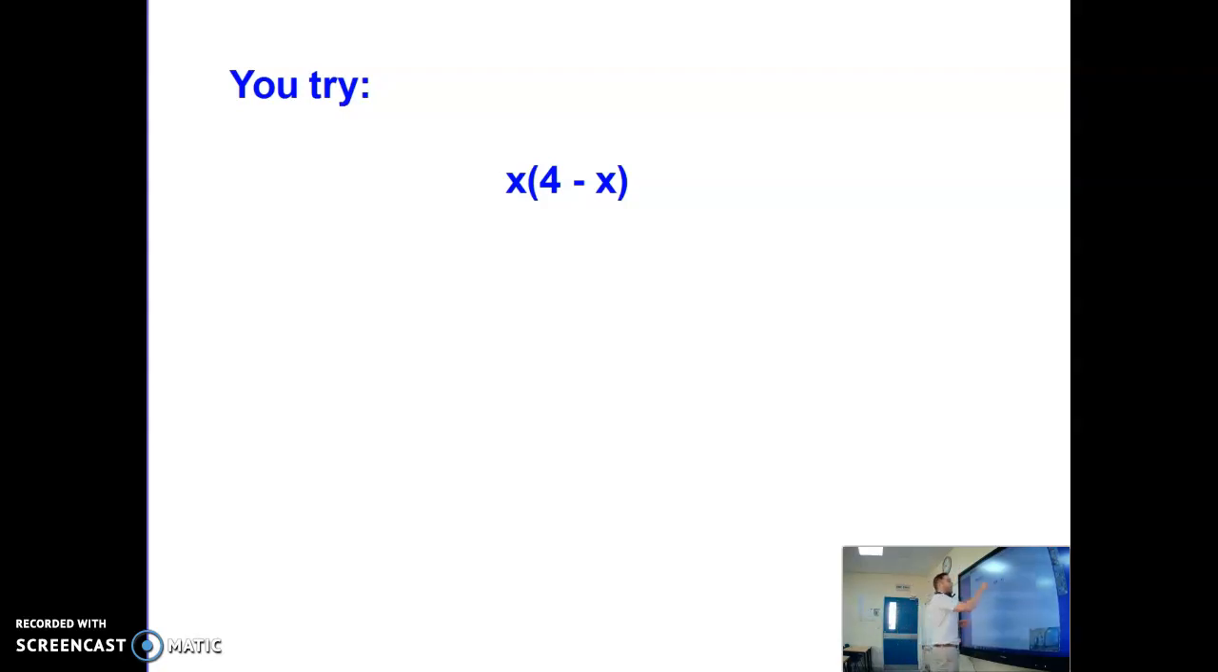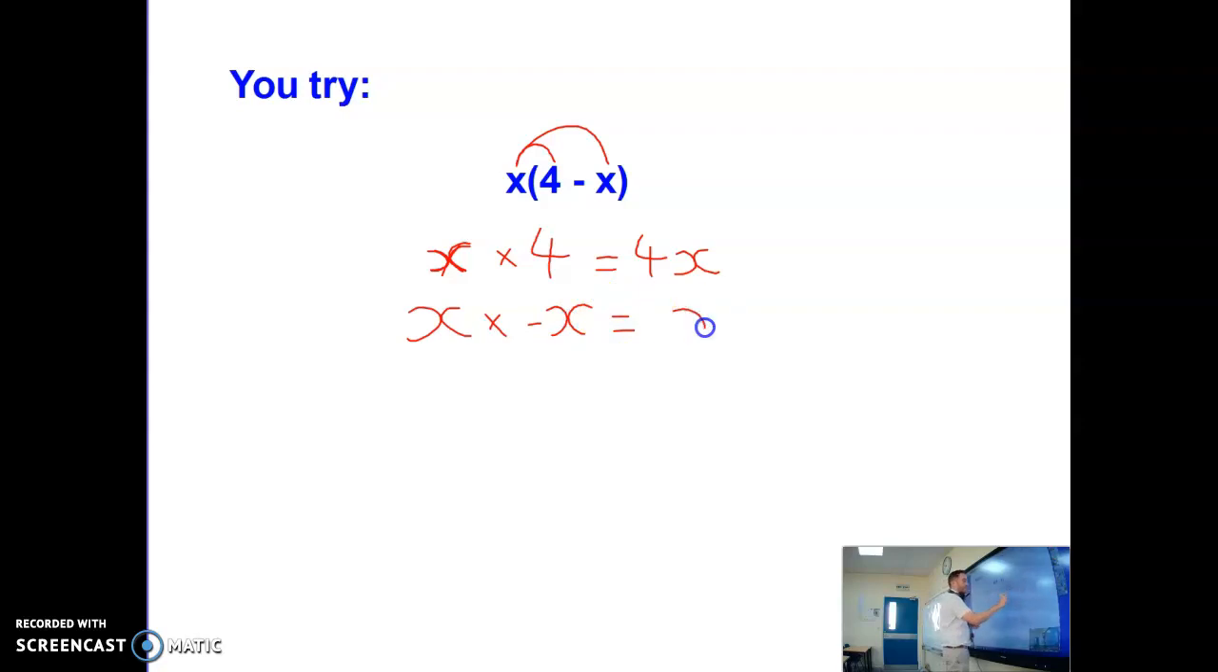X times 4, x. I should use curly x's, this is going to make it clearer. X times 4 is 4x. X times negative x: x multiplied by negative x times x is x squared, so we've got a negative x squared here. So I can finish that off by saying it's 4x minus x squared.